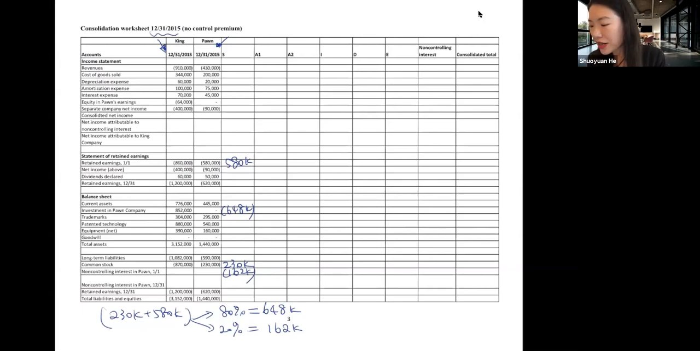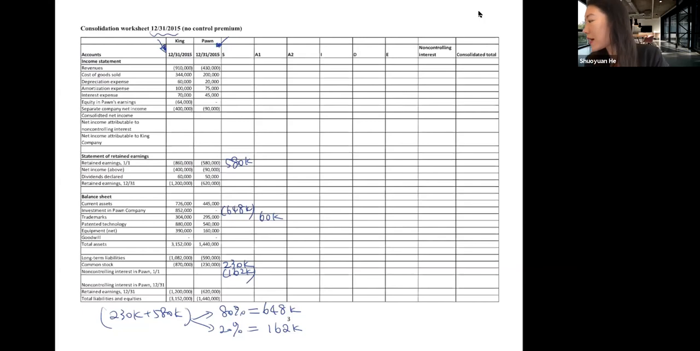So this is consolidation entry S. Consolidation entry A1, the purpose is to mark up the subsidiary's book value to fair value, and we allocate it between controlling interest and non-controlling interest according to the percentage of ownership. So the difference here, we have trademark, which is not amortized. The trademark has an initial difference of 60,000 and it is not amortized. So we mark it up by 60,000.